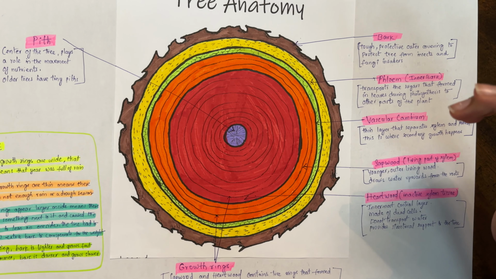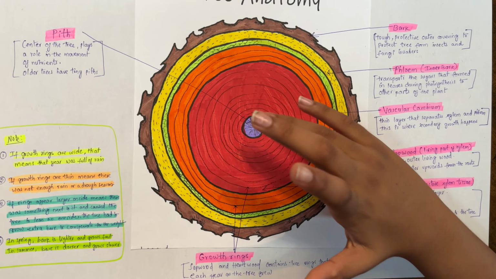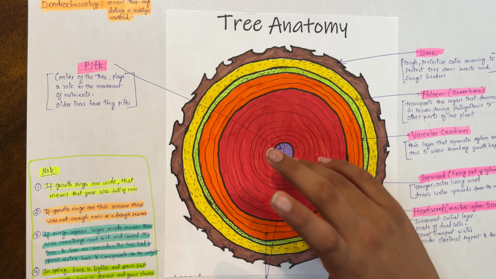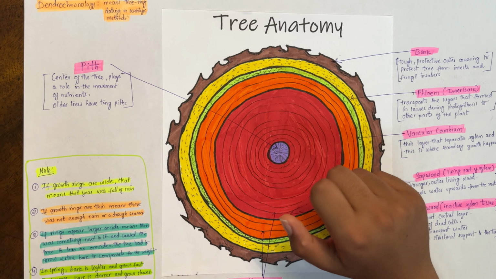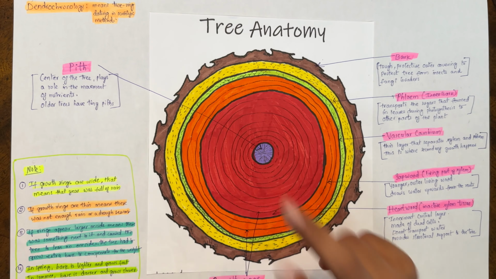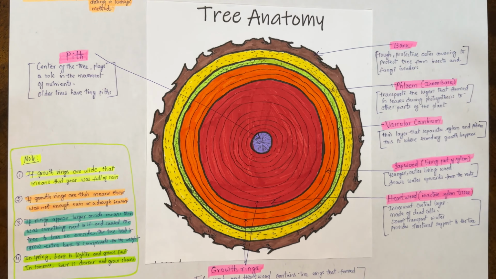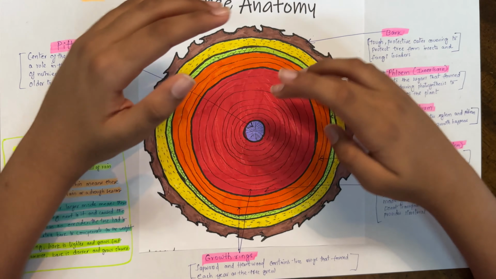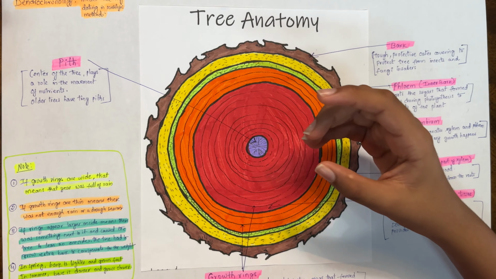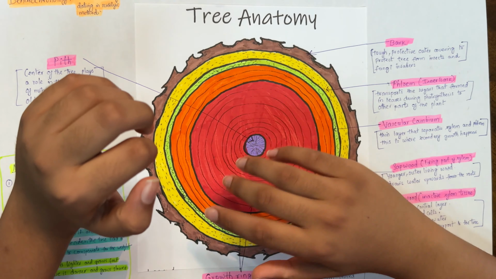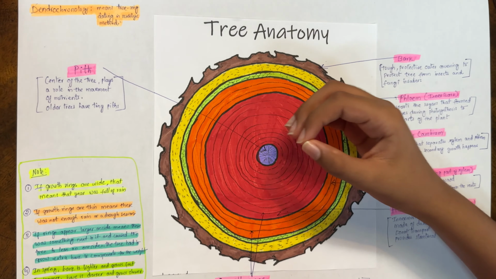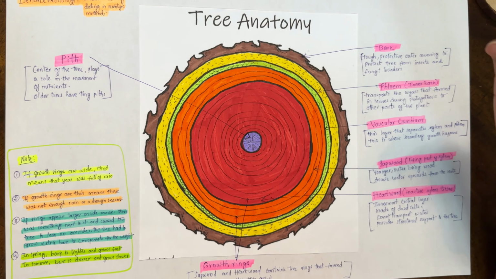So next, after that, we're going to be moving on to this last middle part over here. This is called the pith. The pith is the center of the tree and plays a role in the movement of nutrients. So older trees have very tiny piths, because as the tree gets bigger and bigger, the pith still remains the same size. Or sometimes what happens is that the heartwood can completely take over the pith. So eventually, to an extent, you will not be able to see the pith inside of a tree anymore. That is, depending on the tree size.